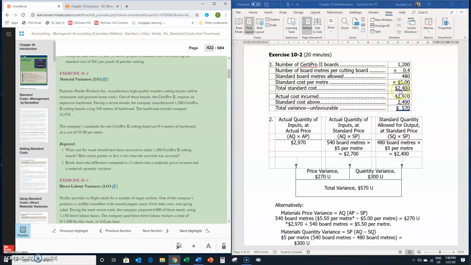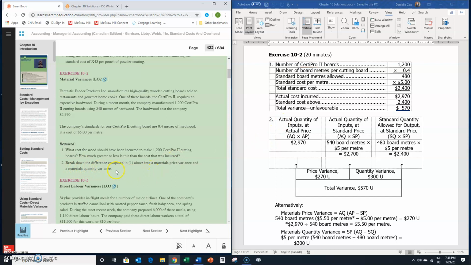So we need the total cost because we're given the total cost here. So they actually spent $2,970. But for that number of cutting boards, according to the standards, they should only have spent $2,400. So therefore, they spent more than what they should have, according to the standards. Because they spent more, the variance is unfavorable.